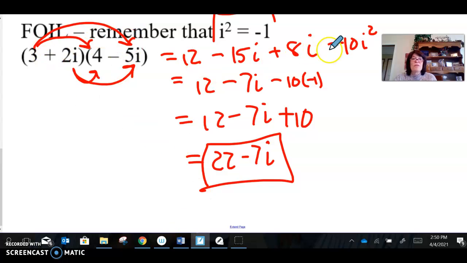Okay, I've FOILed. I combined my middle terms like I always do. Negative 15i plus 8i is negative 7i, like when they're x's, right? My i squareds, I changed to negative 1 and then multiplied negative 1 times negative 10 to get the positive 10, combined that with 12 to get 22.